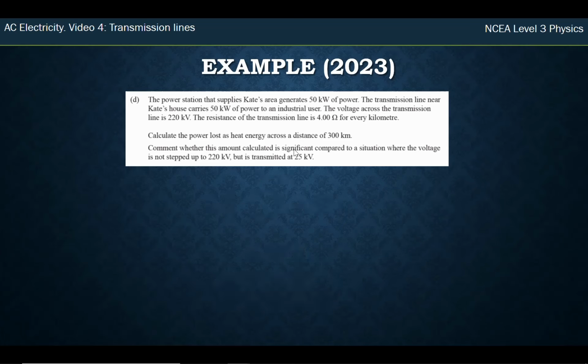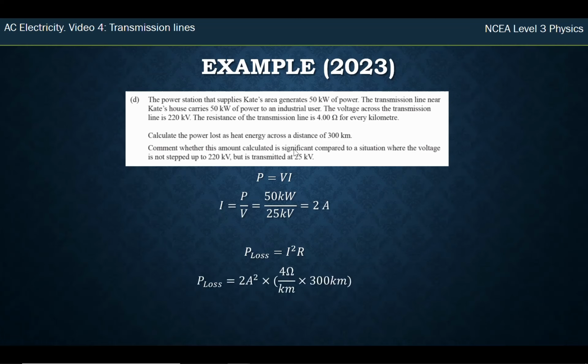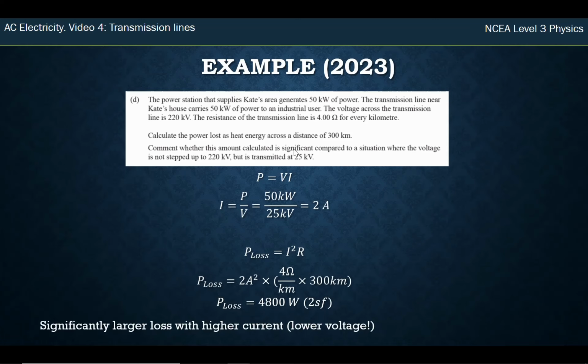However, in the second part of the question, it says comment on whether this amount is significant compared to when it's not stepped up but transmitted at 25 kilovolts. So now I can work out my current is a lot larger, 2 amps. Put that in the I squared R formula, and I get 2 squared times the same resistance. This time I get, instead of my 62 watts, 4,800 watts. Significantly bigger. And it's because of that squared value, right? So you get a larger loss when you've got a higher current, when you've got a small voltage. So what you want to do is step that voltage up as much as possible to decrease the current.